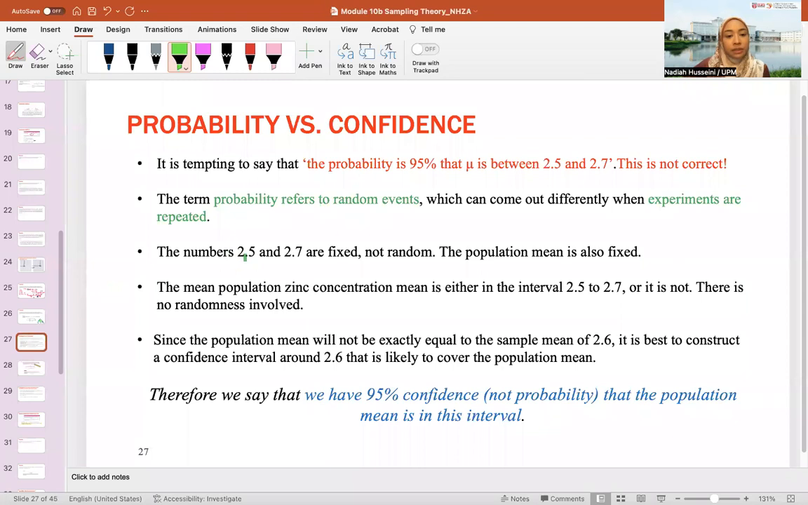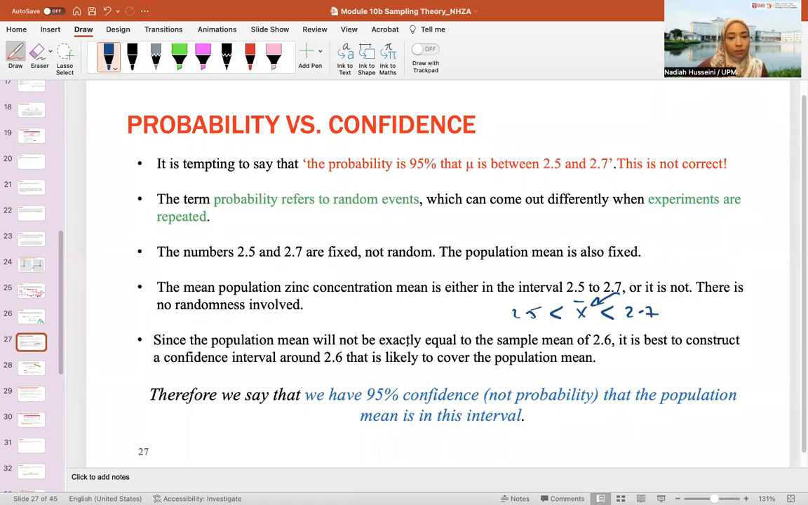But for the numbers 2.5 and 2.7, which is the bound of the interval, they are fixed, not random. The population mean is also fixed. The population zinc concentration mean is either in the interval 2.5 to 2.7, because this is what we specified. This is what we tried to find, right? And we are trying to find if the population mean is inside here. Sometimes it is, sometimes it is not. There is no randomness involved.